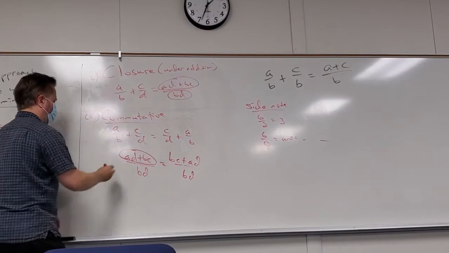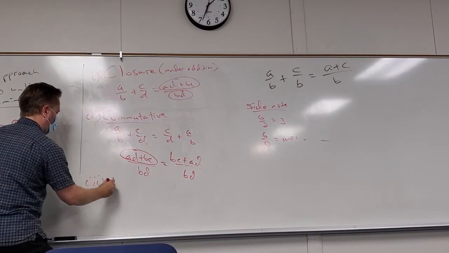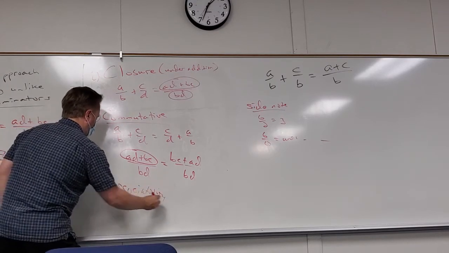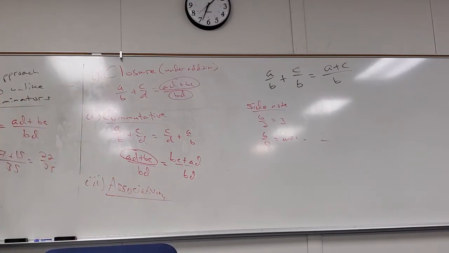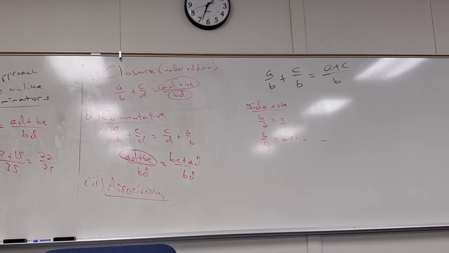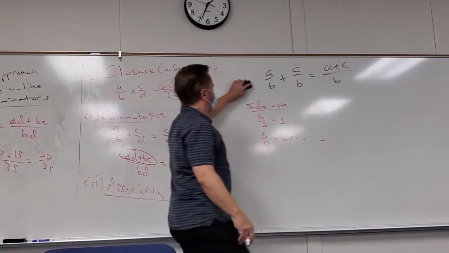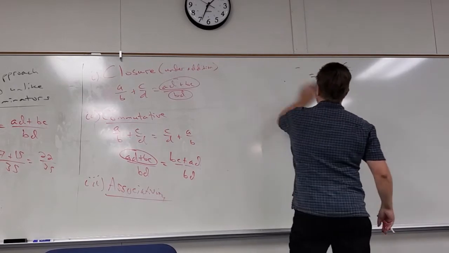You can do a similar thing for associativity, so I'll let you off the hook there. You can do a similar thing for this guy. This is where the parentheses move, right? Okay. And then the final thing is identity.